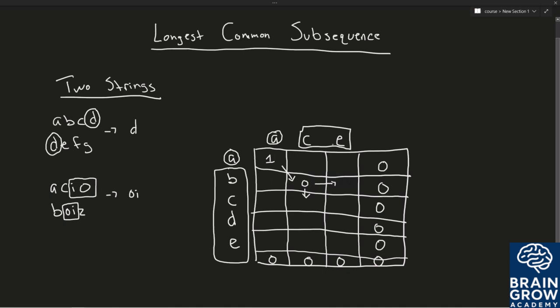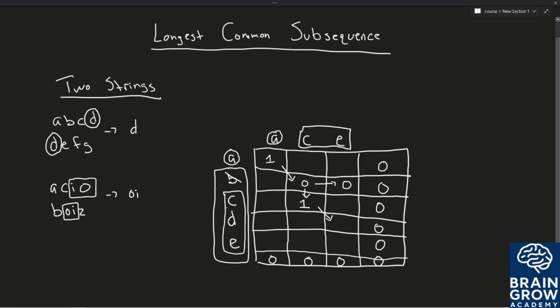Well, we see that B and E do not match, so we can put a 0 here, and now we want to move down. So we're done with B. Now we're at C, so we're comparing C, D, and E to C and E. Well, we see that we have C and C, so we put a 1 here, and now that we have our 1, we're going to move diagonal again.